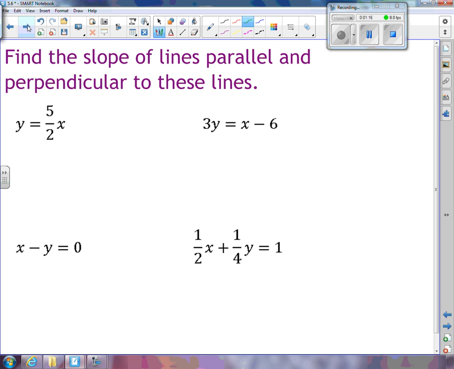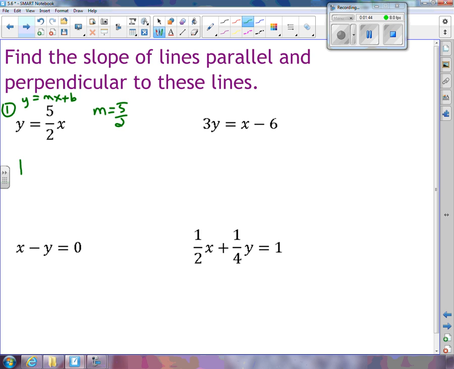So let's talk about this example here. I'm trying to find the slopes of the lines that are parallel and perpendicular to these four lines that are given. The first thing you need to do is identify the slope of the line that you're given. So for this first example here, this equation is in y equals mx plus b form. Here the m is 5/2.